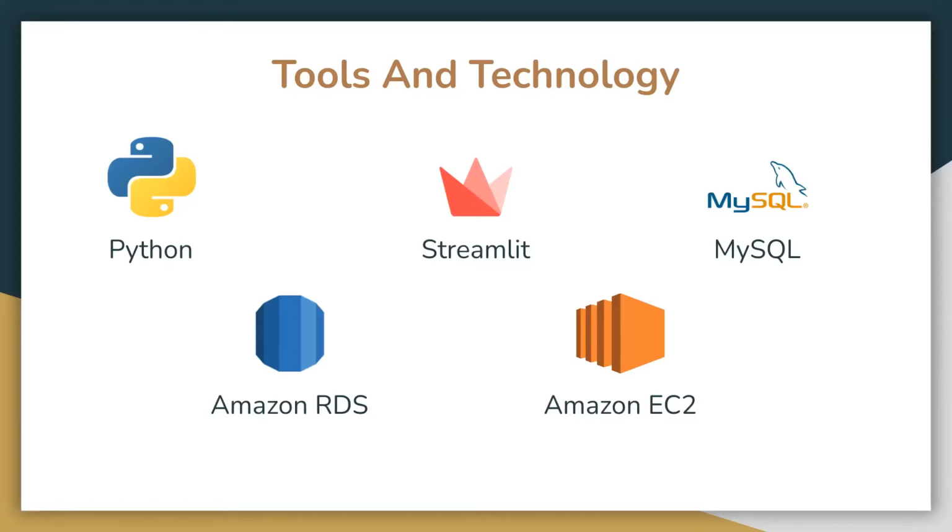And next, for launching the web app, we have used an Amazon EC2 instance. In other words, we are using the EC2 instance as a platform as a service. So that's all about the tools and technologies that we have used in this project. Now, the system architecture will be explained by Raja.